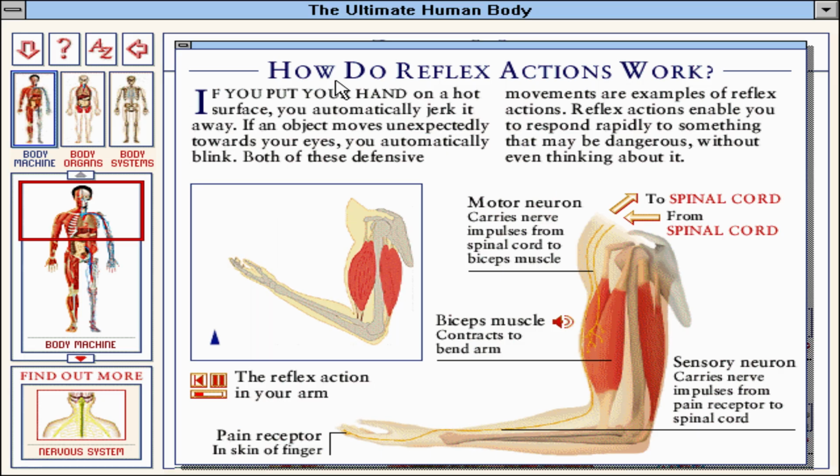The hand accidentally hits a sharp point which stimulates a pain receptor in the skin. Nerve impulses are sent along the sensory neuron to the spinal cord, where they are processed and immediately sent back along the motor neuron. The nerve impulses then enter the biceps muscle in the arm, causing the muscles to contract and pull the hand away from the source of pain.